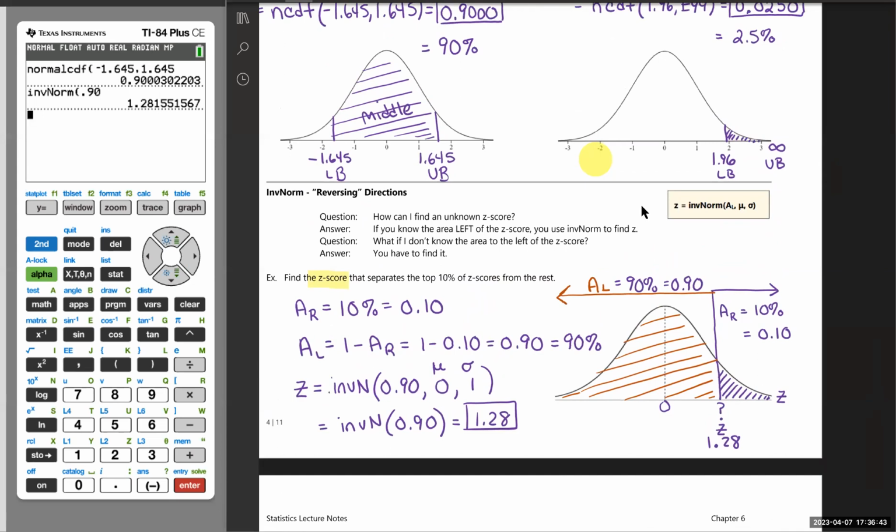All right, and then we'll just have to take a look at various cases of applying this. But the key is, when you read a question, we know we're talking about using inverse normal because we're looking for a missing z-score.